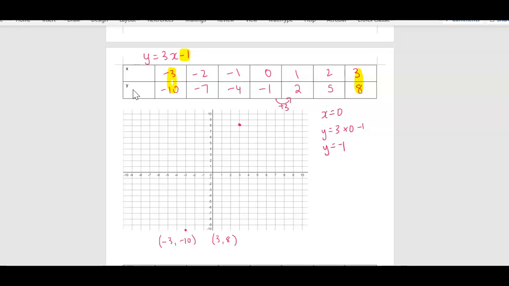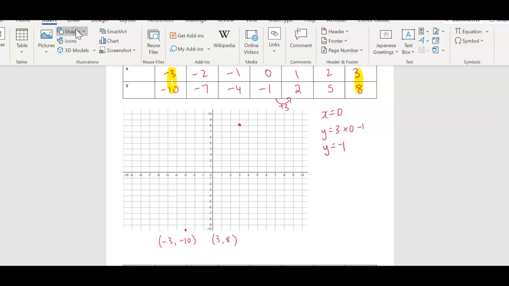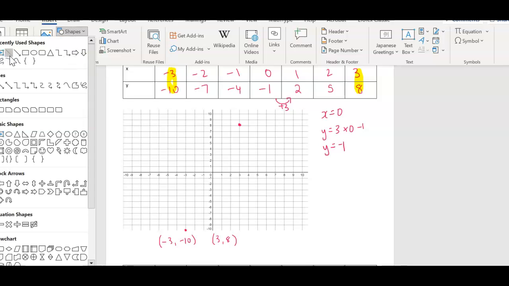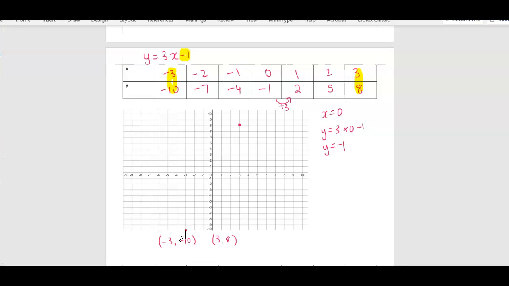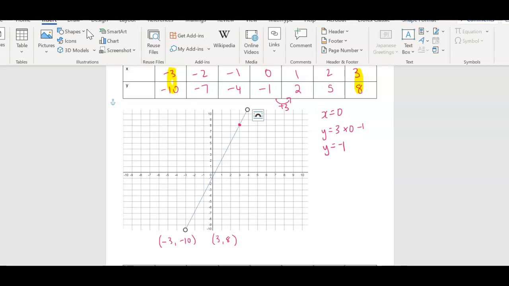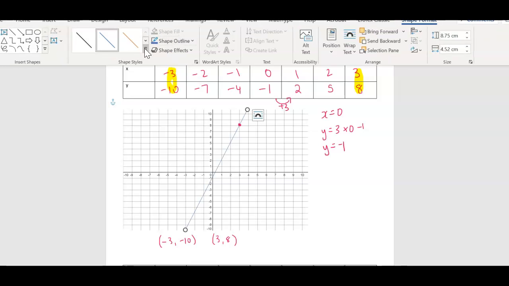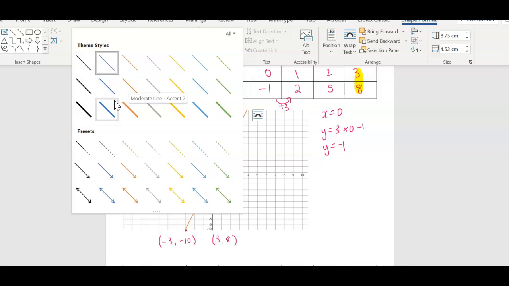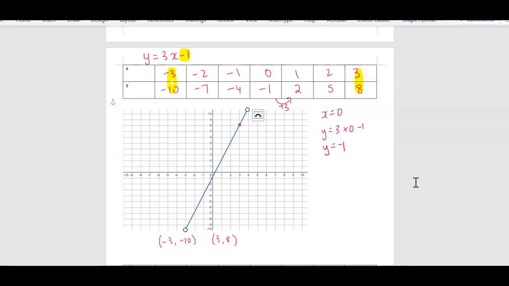And then you can just draw a straight line going through them. So let's see if I can do a straight line this way. I don't think it's going to work. Oh, maybe it is. There we go. All right, so there's your straight line. I'm going to do that in a different colour. I'll do it in a thicker one. Okay. All right, so you just need those 2 points.